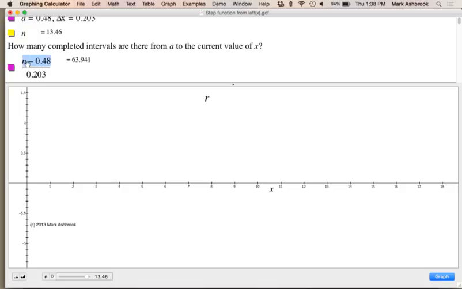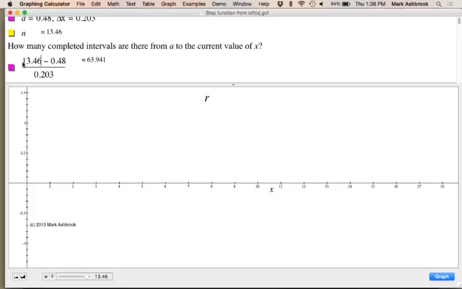And I get 63.941. So the number of completed intervals is? You said 63. And it's 63.9, so how come I don't round up and do 64? It's how many completed. So 63.941 is the current interval.